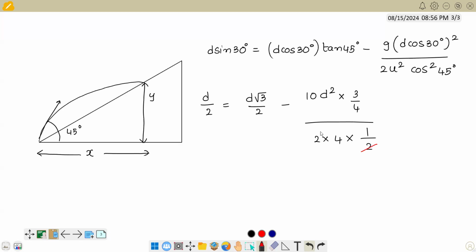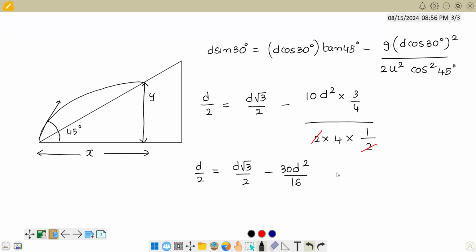So I'll cancel some terms. This one and this one would cancel out. So we will write d by 2 equals d root 3 by 2, minus 30 d square by 16.